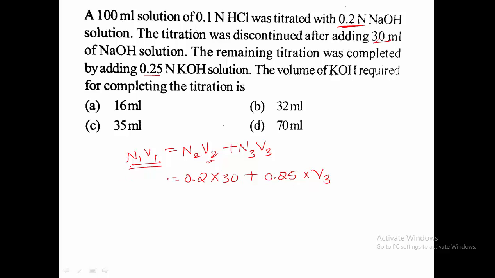ಆ್ಯಂಡ್ N1 ಮೀನ್ಸ್ ನಾರ್ಮ್ಯಾಲಿಟಿ ಆಫ್ HCl, ದಟ್ ಈಸ್ 0.1 ಇಂಟು ವಾಲ್ಯೂಮ್ ಈಸ್ ಎಷ್ಟು HCl ತೊಗೊಂಡಿದ್ದೀವಿ, 100 ml. ಸೊ ಅಪಾನ್ ಸಿಂಪ್ಲಿಫಿಕೇಶನ್ ವಿ ವಿಲ್ ಗೆಟ್ V3, that is volume of KOH is equal to 16 ml. So here among these options, option A 16 ml is the right answer.